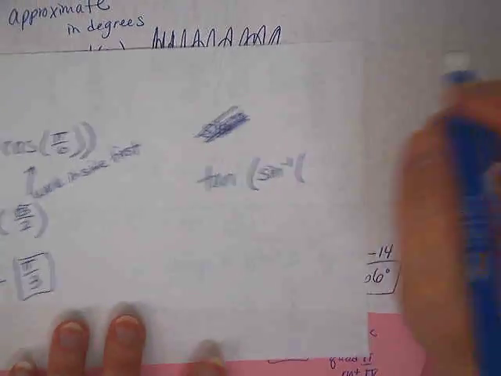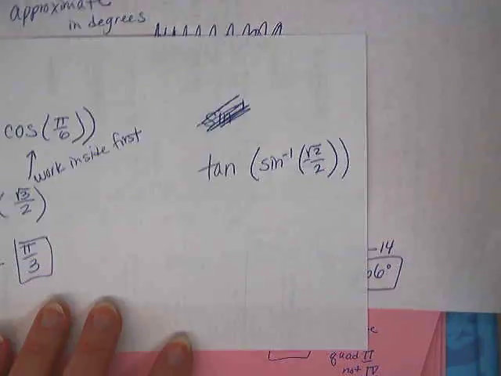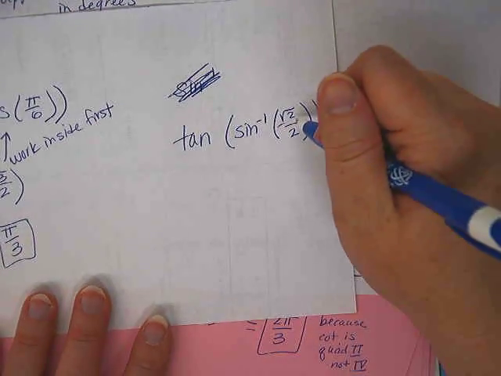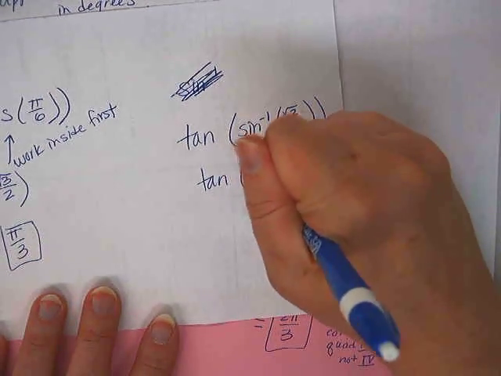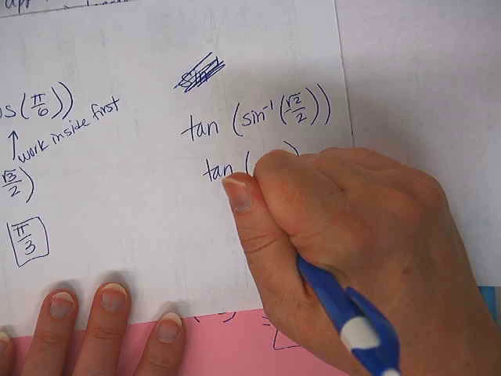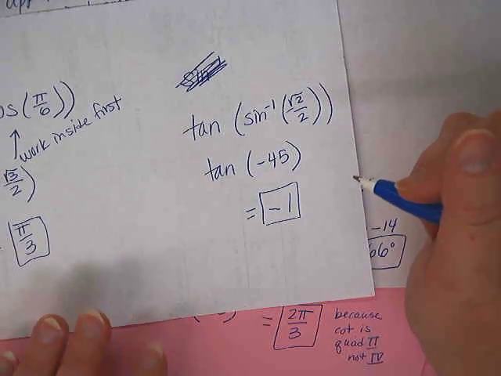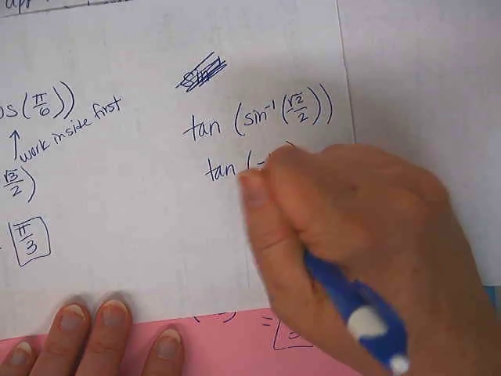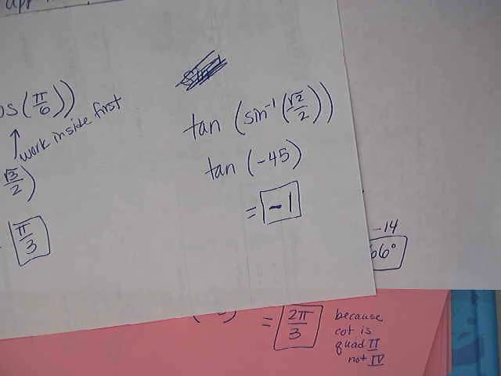And sometimes they'll go the other direction. Let's do something totally different. Let's do the tangent of the inverse sine of negative square root of 2 over 2. Oh, that sounds fun. So what's the inverse sine of negative square root of 2 over 2? Negative 45 degrees. So then what's the tangent of negative 45 degrees? Isn't it just negative 1?